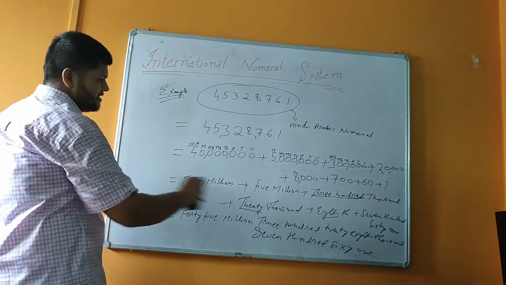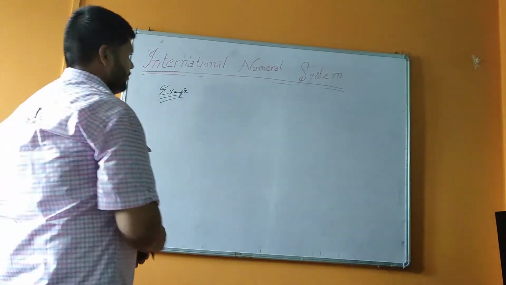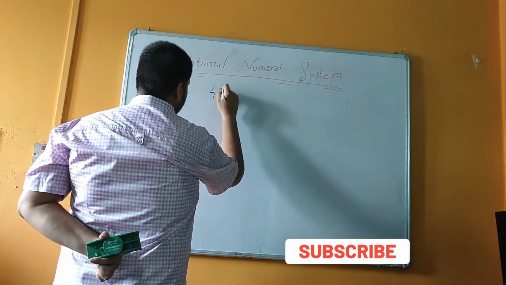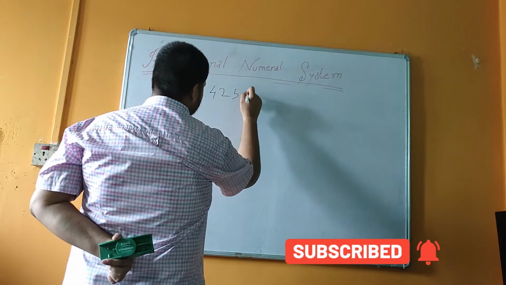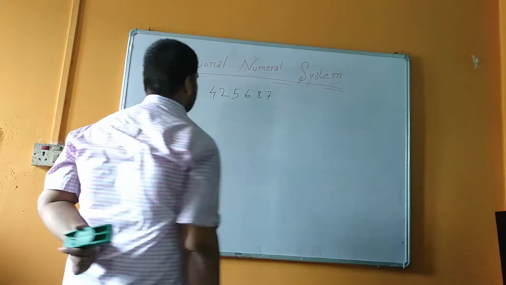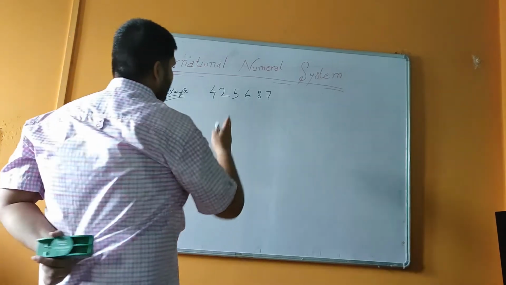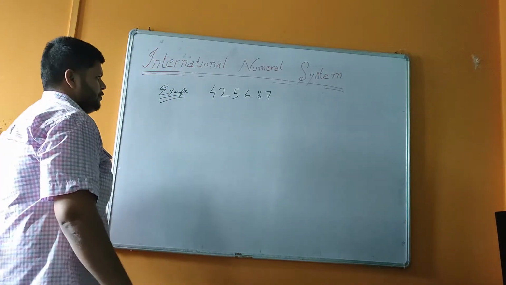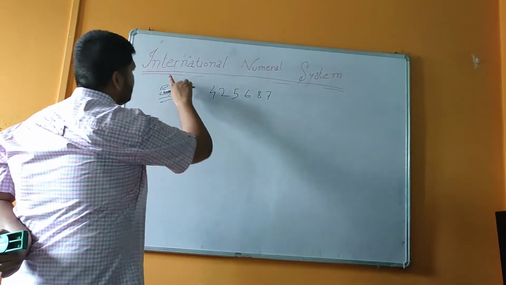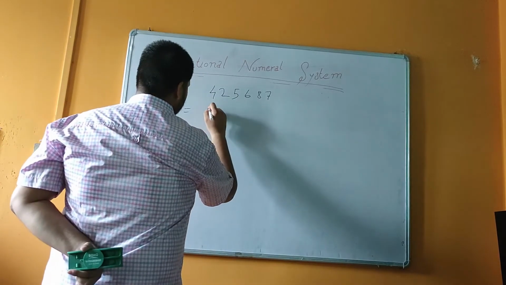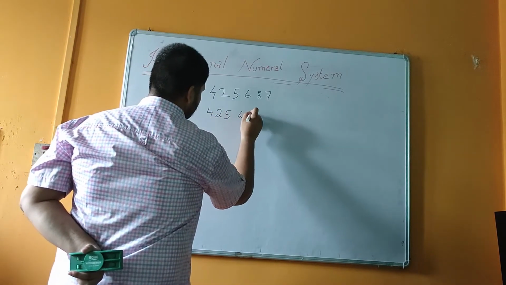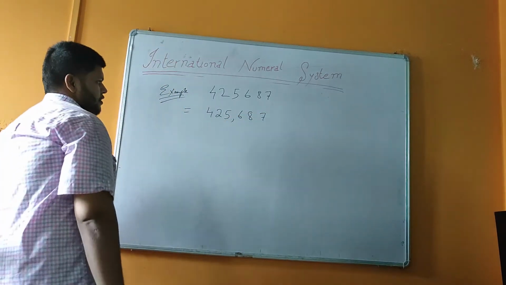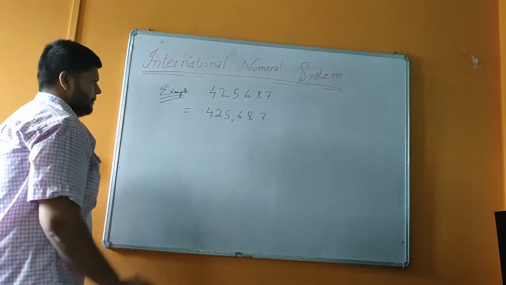So let's do it. I am erasing this. So I am taking a different example, that is 4, 2, 5, 6, 8, 7. So this is the number and I would like to transform it into words. This is first of all in Arabic numeral. Now I will transform it into the international numeral system. That is 4, 2, 5, 6, 8, 7. Now we will separate 3 digits by a comma. This is the international numeral system.